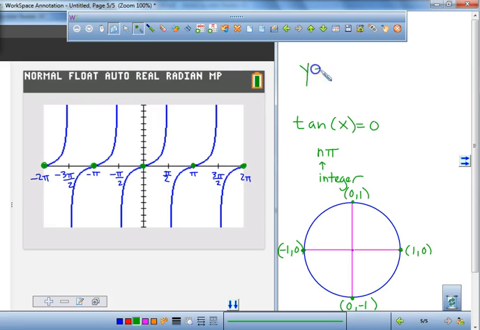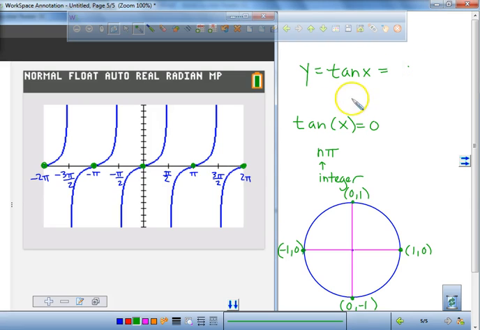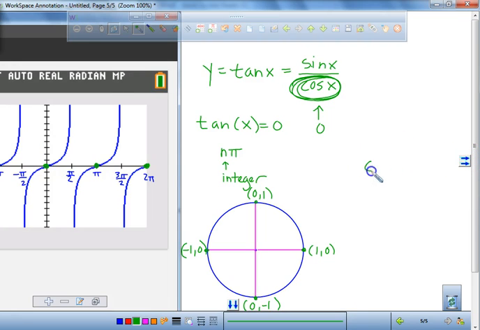Now remember I said y equals the tangent of x is the same as saying the sine of x over the cosine of x, right? Now there are some important situations here. What can this number never be in a denominator? What would be bad if this was equal to 0? So let's think about this. When is the cosine of x actually equal to 0?